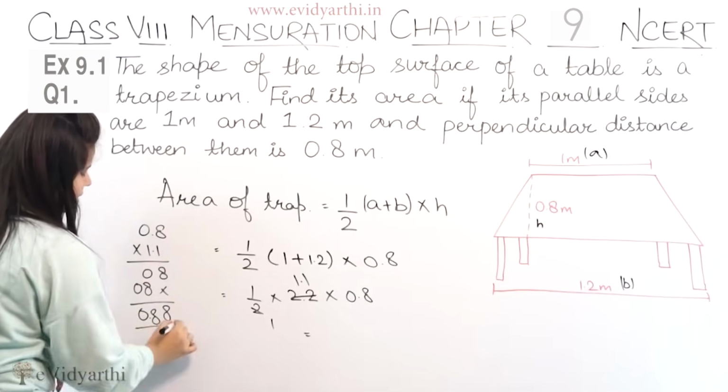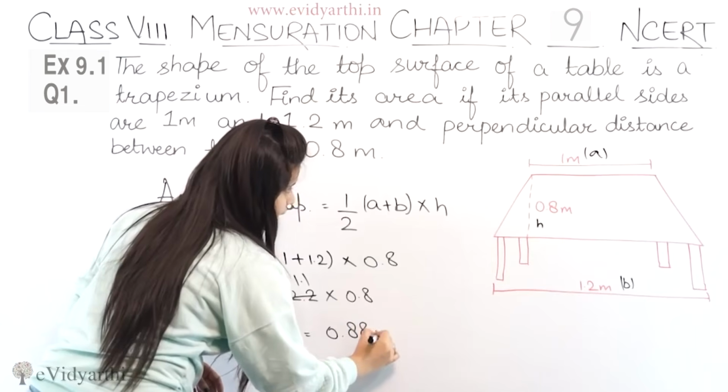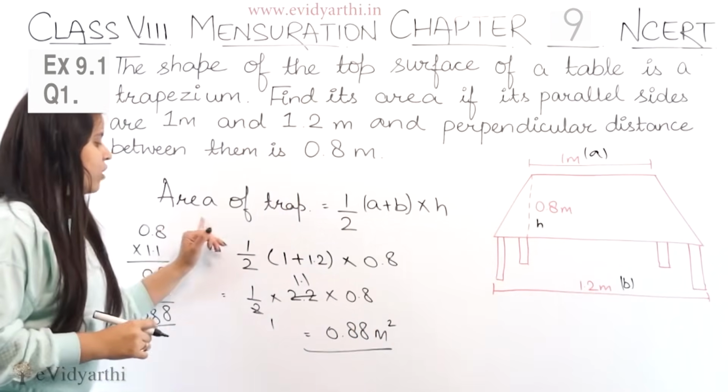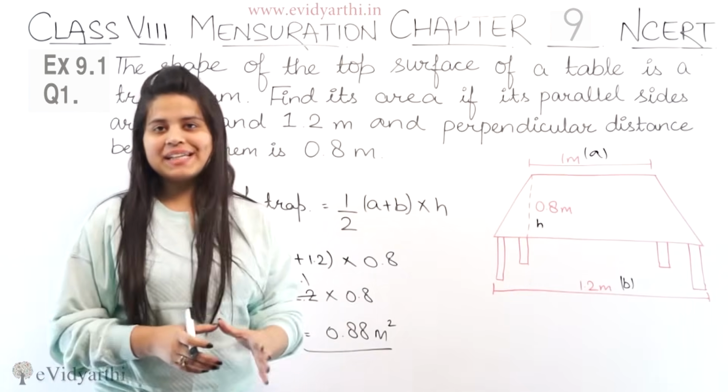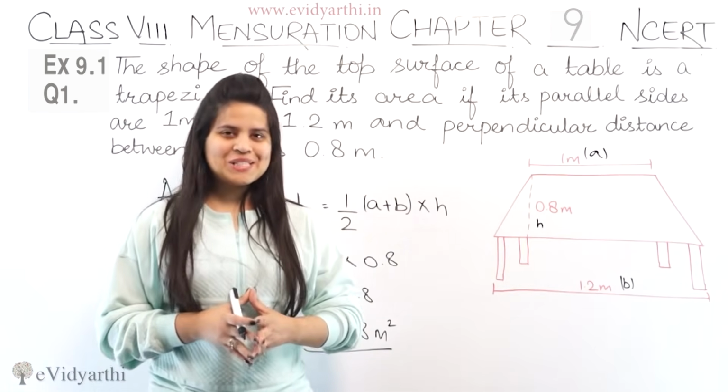दो डेसिमल यहाँ पे आ जाएंगे. This will become 0.88 and it is in meter. So this will be meter square. So area of trapezium is 0.88 meter square. So this was question number 1. Let's come to the next question now.